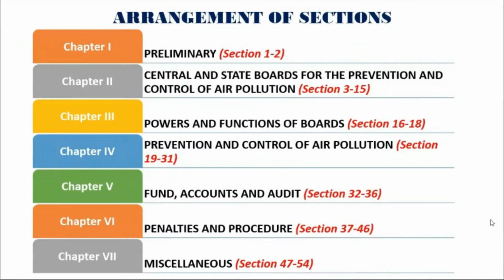Giving the arrangement of sections, this law is framed in 7 chapters and has 54 sections. The first chapter is preliminary and contains sections 1 and 2. Chapter 2 contains central and state boards for the prevention and control of pollution, from section 3 to 15. Chapter 3 consists of powers and functions of boards, from section 16 to 18. Chapter 4 is prevention and control of air pollution, from section 19 to 31. Chapter 5 is funds, audit and accounts, section 32 to 36. Then penalties and procedure in chapter 6, from section 37 to 46. And miscellaneous in chapter 7, under sections 47 to 54. So this is the arrangement of the various sections and chapters of the Air Prevention and Control of Pollution Act 1981.